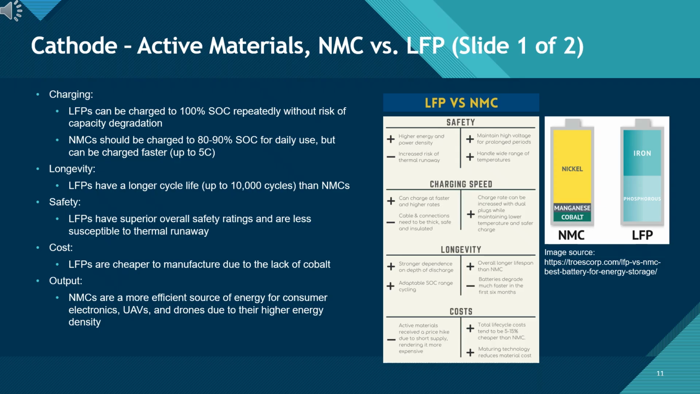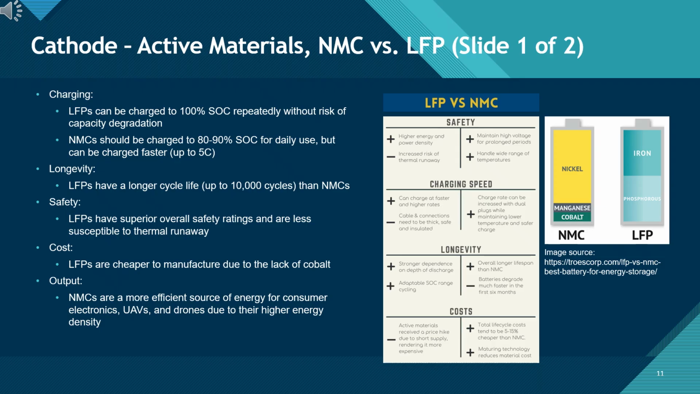LFP is the marathon runner. It has a longer cycle life, sometimes up to 10,000 cycles, and can be charged to 100% repeatedly without damaging the battery. In contrast, NMC typically prefers to operate between 80% and 90% charge for daily use to prolong its life, though it can often accept a faster charge rate.